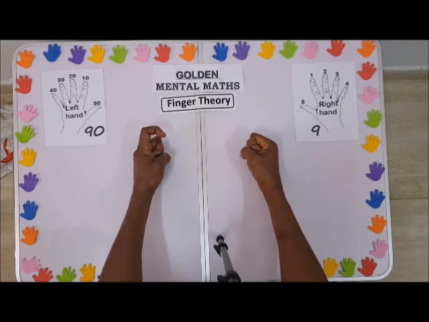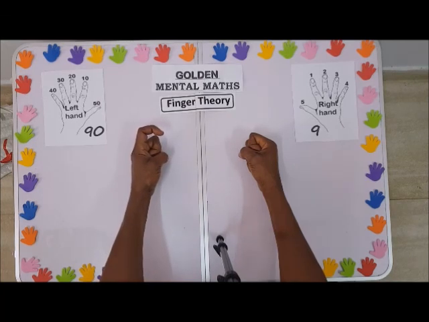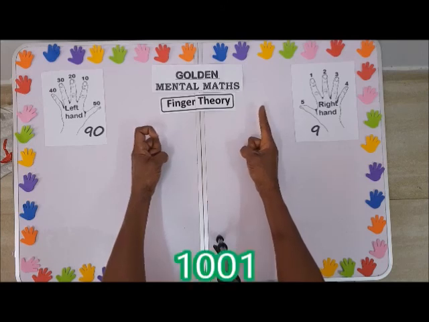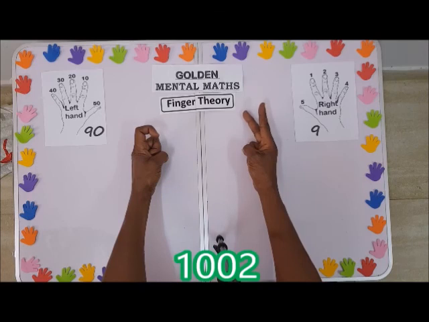We have 1000. I hope you have got the point. You turn this one also opposite way 90 degrees. So we have 1000. So it will be 1001, 1002, and on you go.